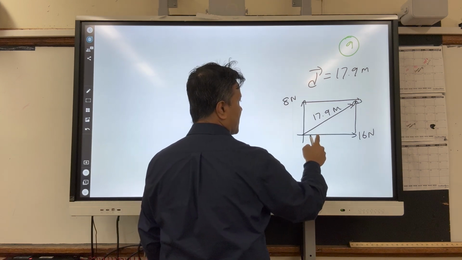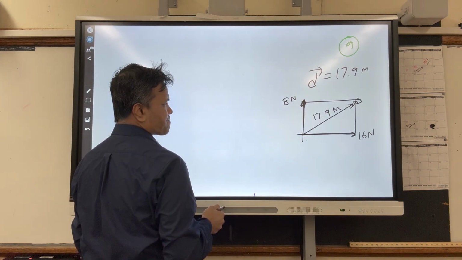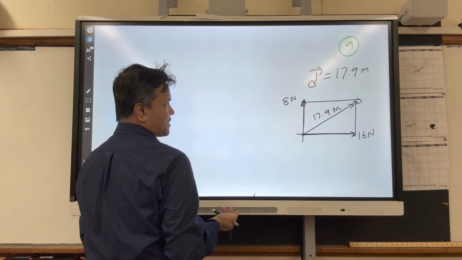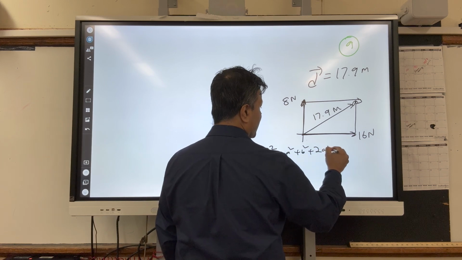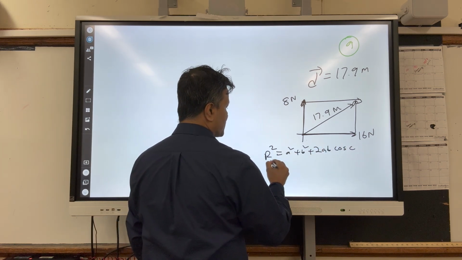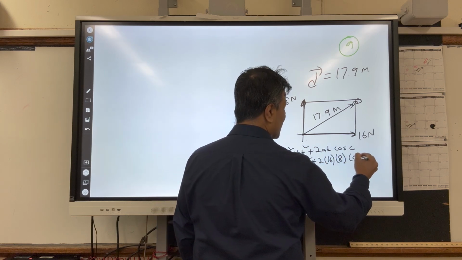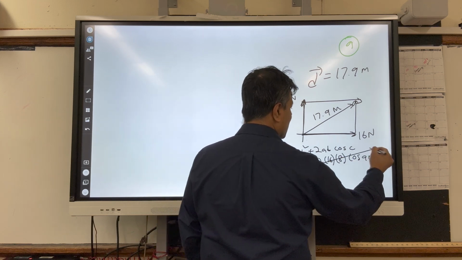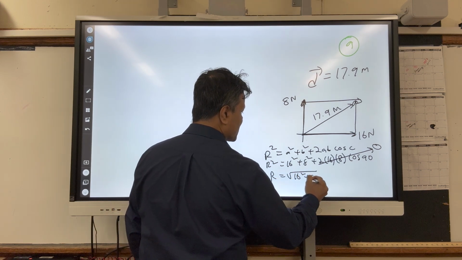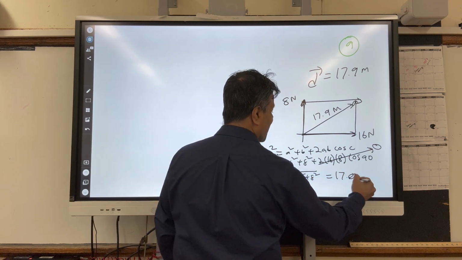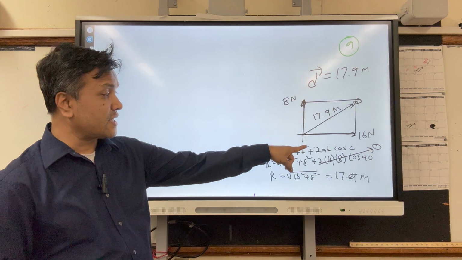And so how long is this one? 16. And how long is this one? 8. How do you know? Well, you can use the law of parallelogram. So r squared is equal to a squared plus b squared plus 2ab cosine c, right? So r squared is 16 squared plus 8 squared plus 2 times 16 and 8 and cosine 90. Cosine 90 is 0, so this is all 0. So r is equal to the square root of 16 squared plus 8 squared, and this is 17.9 meter. So problem number 9 is also very straightforward, because cosine 90 makes it Pythagorean theorem.